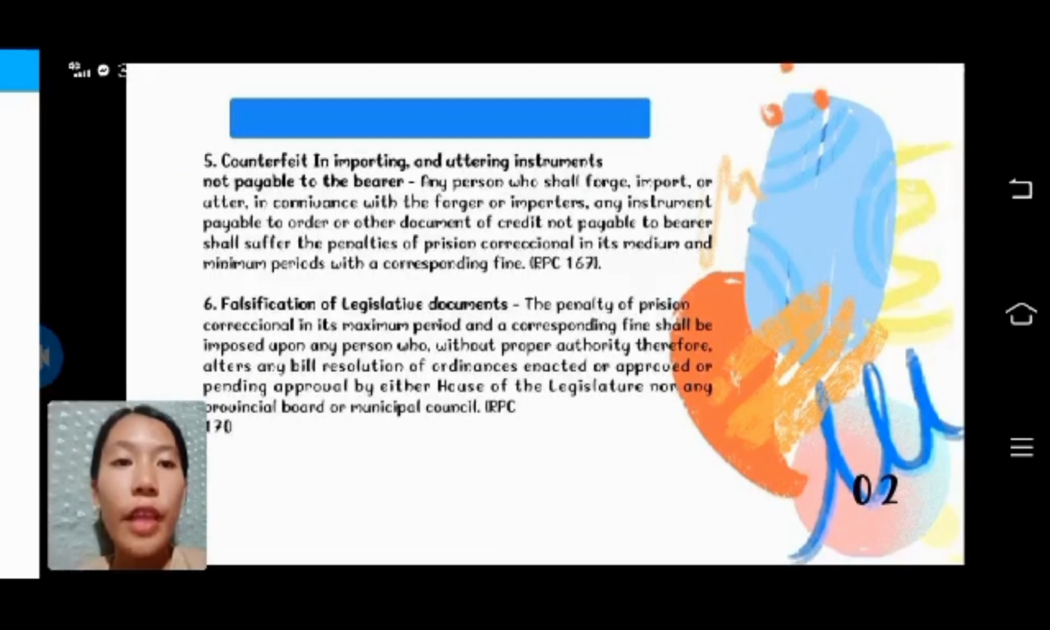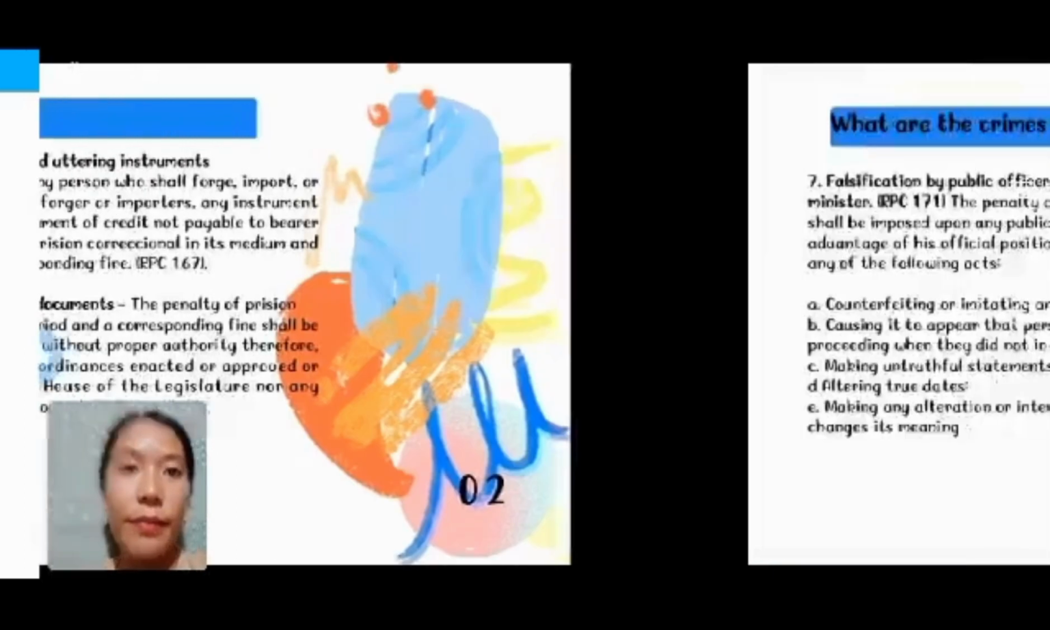Six is the falsification of legislative documents. The penalty of prision correccional in its maximum period and a corresponding fine shall be imposed upon any person who, without power or authority therefor, alters any bill, resolution, or ordinance enacted or approved or pending approval by either house of the legislature, or any provincial board or municipal council.